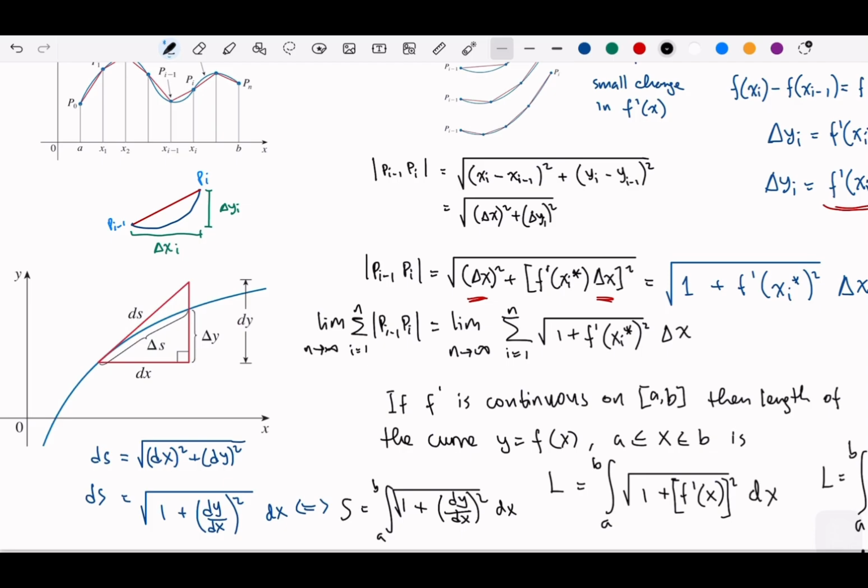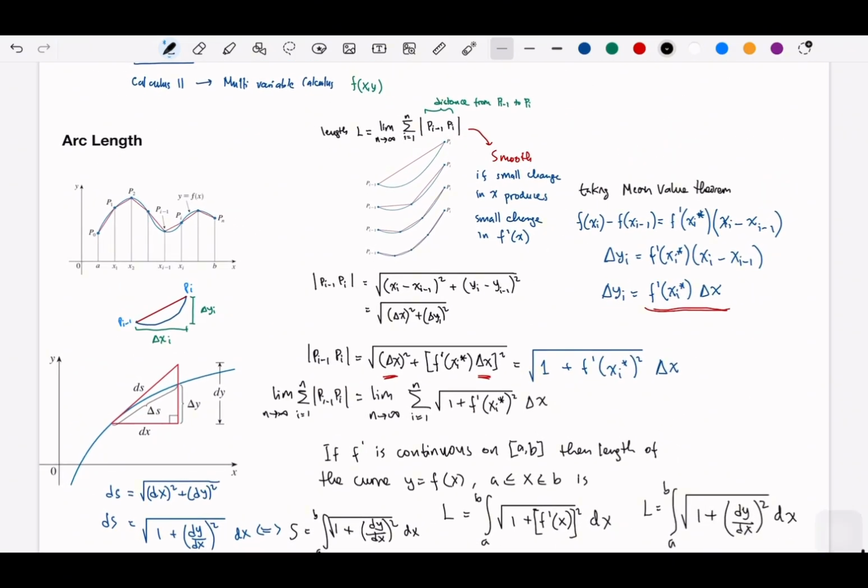Can you show the part with taking the mean value? Which one? It was before. This one? Yeah. What does this star mean? It's called the sample point. It means that it can be anywhere in between.